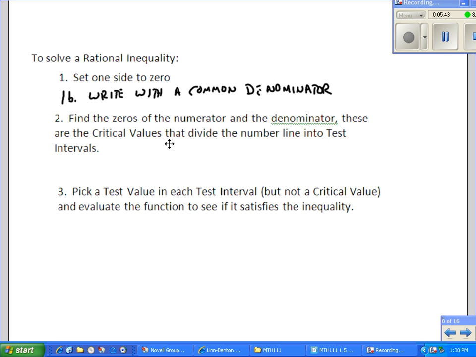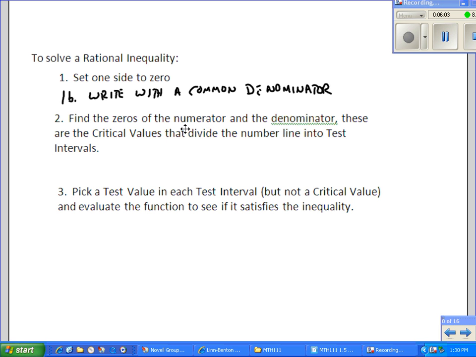Okay, now to solve a rational inequality, what we're going to do is set one side to 0, and I left a step out here. And then we want to write the expression with a common denominator. And we find the zeros of the numerator and the denominator. So we're going to set the numerator equal to 0 and solve, set the denominator equal to 0 and solve to get our critical values.